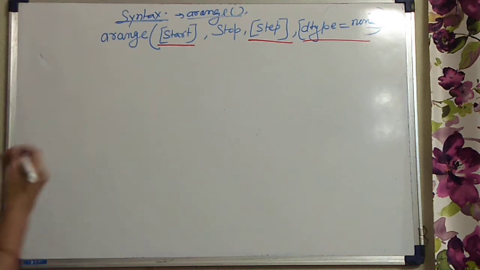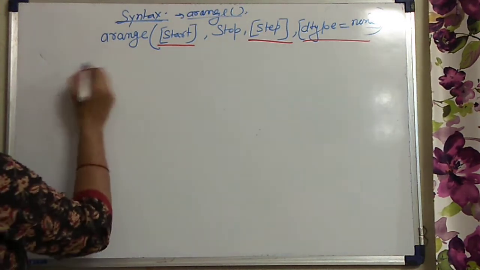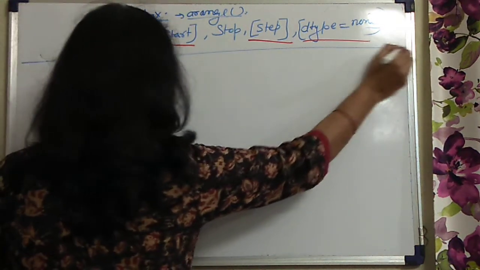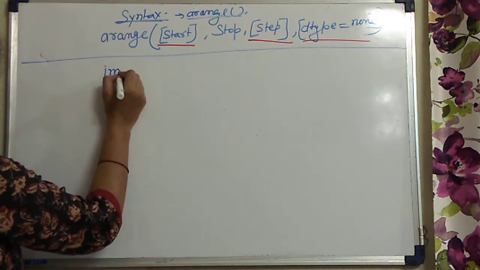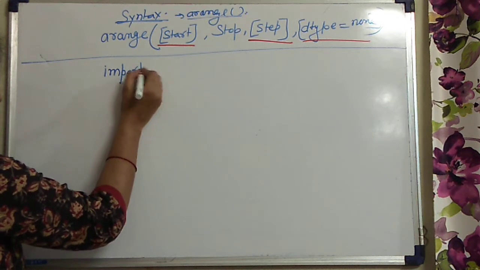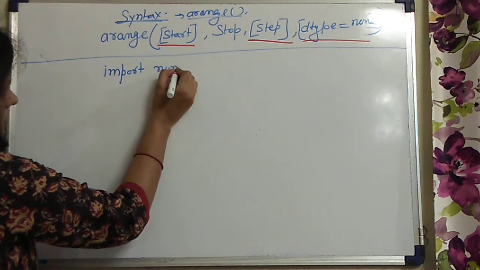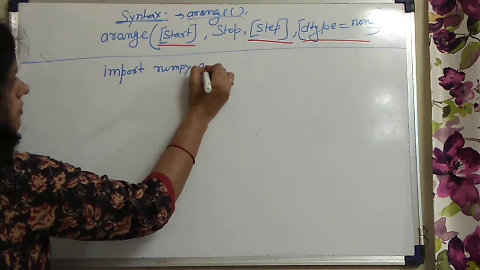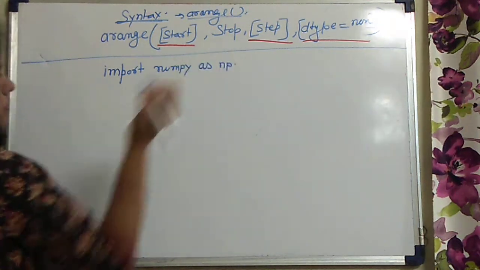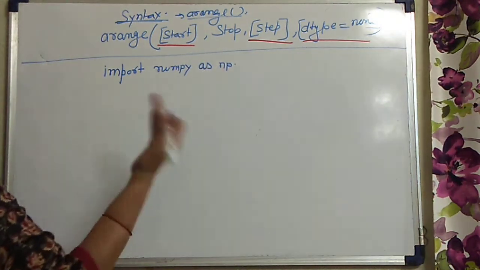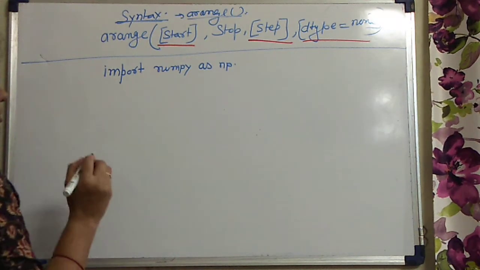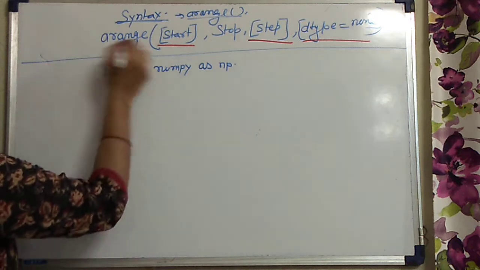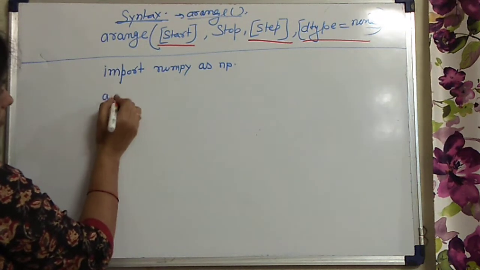Now you will open the Python program, and as I told you already, the first line you will write is import numpy as np. Clear? This name you can write anything, right? Now you are going to create an array using the arange function. So you will give the name of the array.